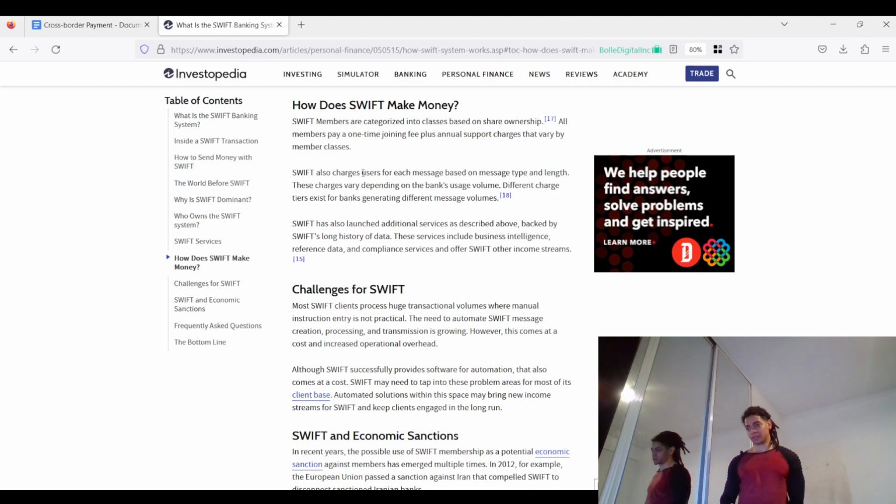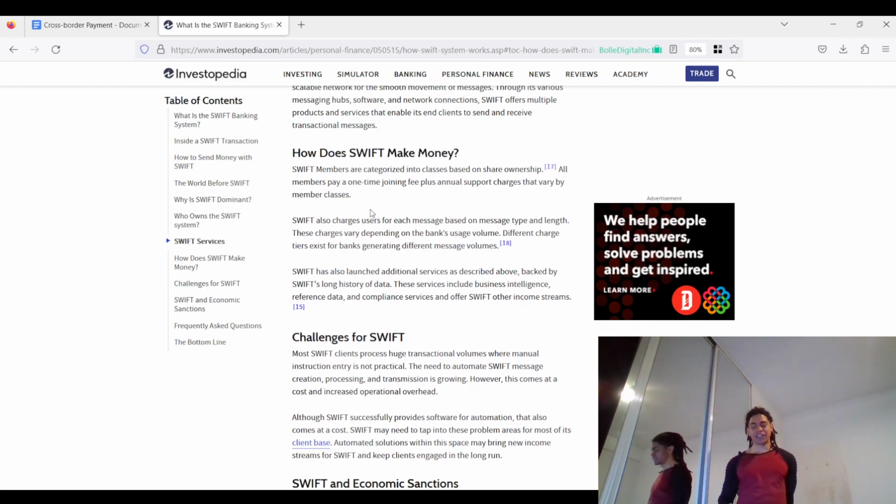So most of the time they charge users for each message based on the type and the length. So they charge per transaction. And this charge varies depending on the bank's use volume. Different charge tiers exist for banks generating different message volumes. So depending on the volume you're going to send or receive, this network will charge a fee to that financial institution. Swift also launched additional services, backed by Swift's long history of data. These services include business intelligence, reference data, and compliance services, and offer Swift other income streams.